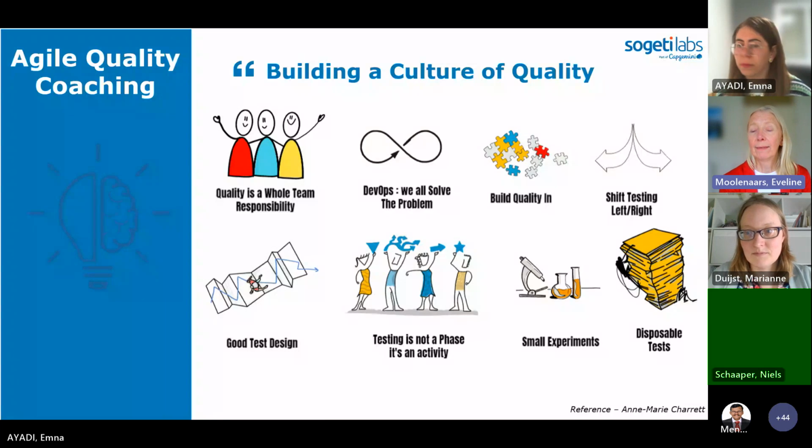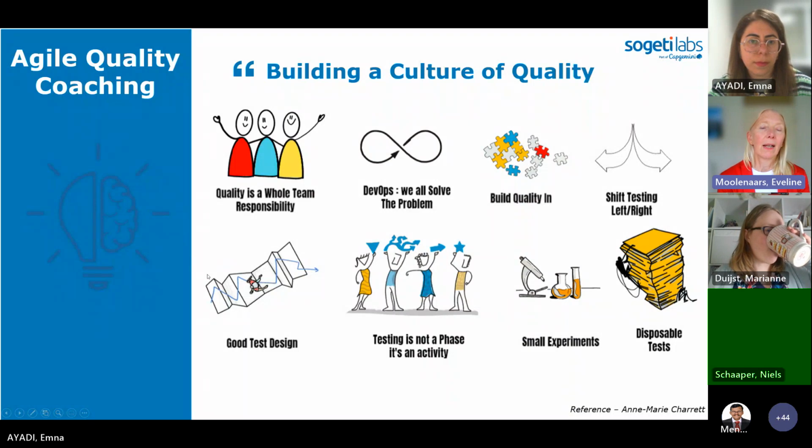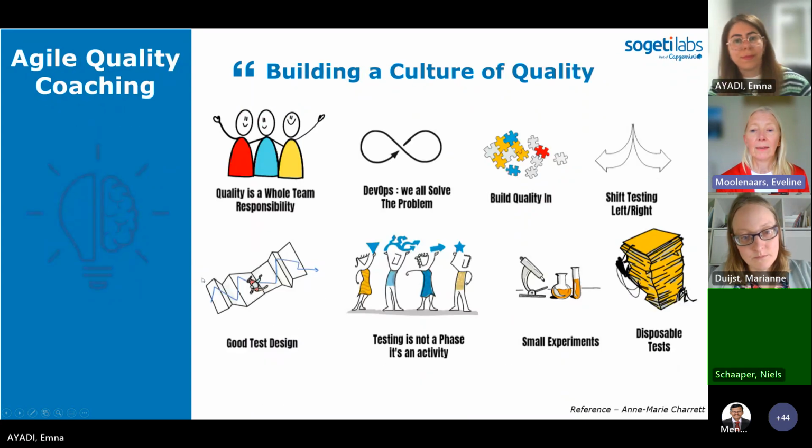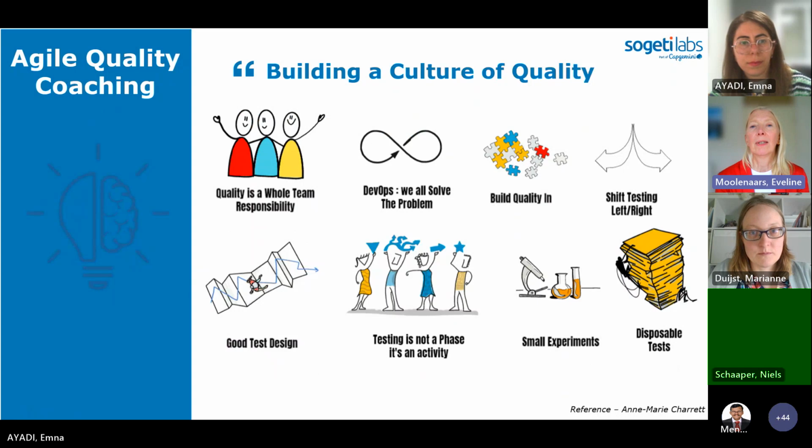Shift testing left and right. That's also linked to the other point, that testing is not a phase, it's an activity. And that activity can be done really early in the process, which is important to already know what the quality is at the beginning of what you're doing. But in production, you can also do a lot of things like observability and even testing in production, which you can hear stories about more and more. Good test design, because testing is not only about thinking in a logical way, but we've got really nice techniques for that.